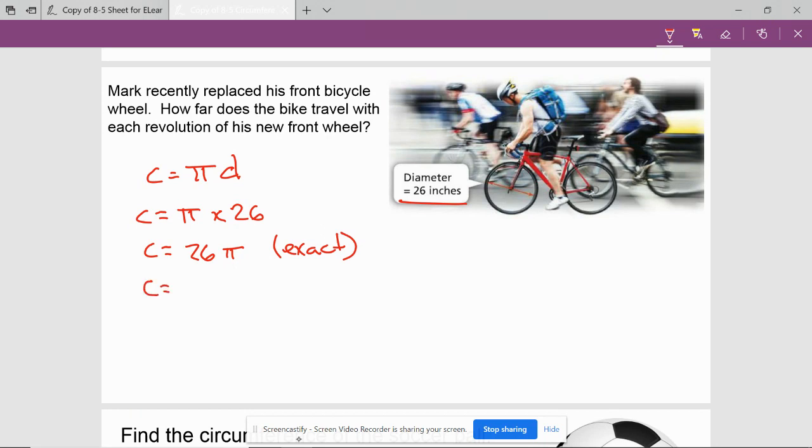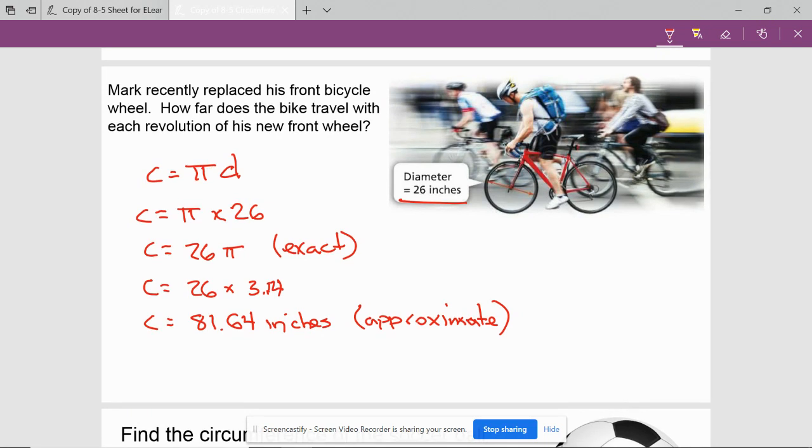But if we go ahead and do 26 times 3.14, now we're going to get an approximate number. So circumference is going to be equal to 81.64 inches. And that's going to be our approximate number because we're using only 2 decimal places, the hundredths, of pi, because normally pi is a big number. So that makes it approximate. It's close. That's what we're saying. So make sure that we understand the difference between an exact number and an approximate number as we go forward, because you're going to have to know that for your homework.